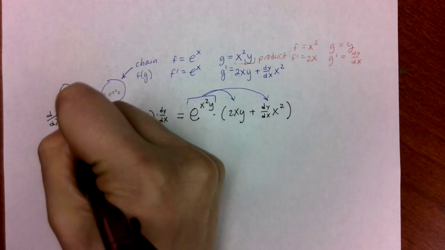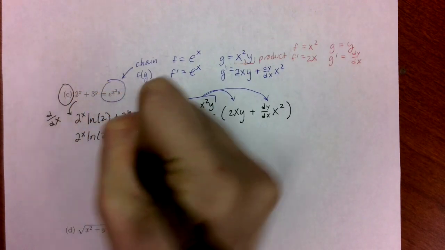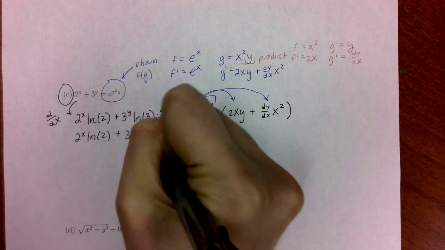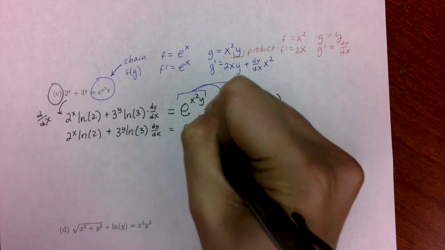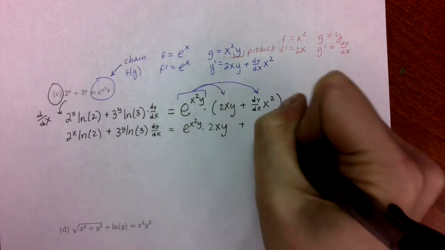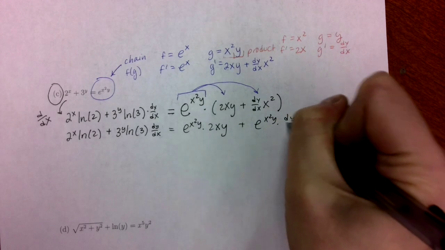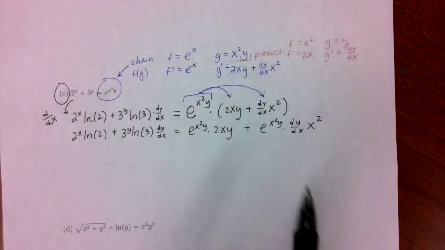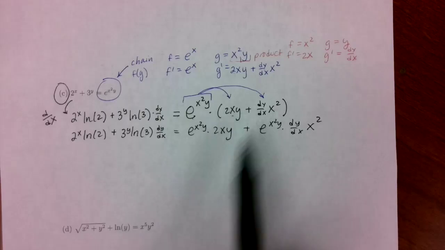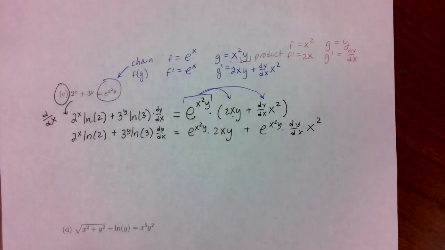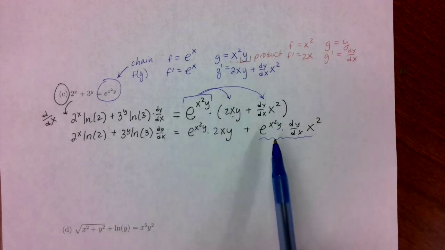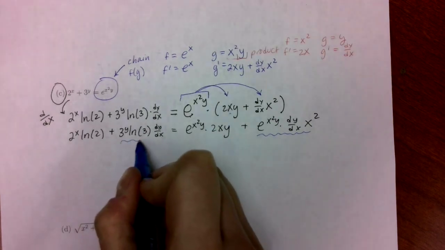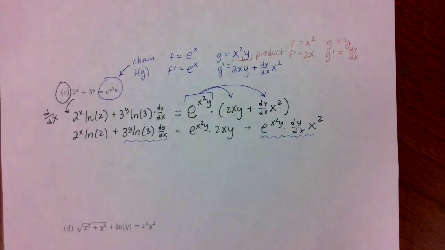All right, so my left-hand side will stay exactly the same. On the right-hand side, I have e to the x squared y times 2xy plus e to the x squared y times dy dx x squared. So this distributed to each of these pieces. Now, the reason this was helpful is that now this term right here is one that if I put it next to this term, I could factor dy dx out, and then I'm one step away from finishing.